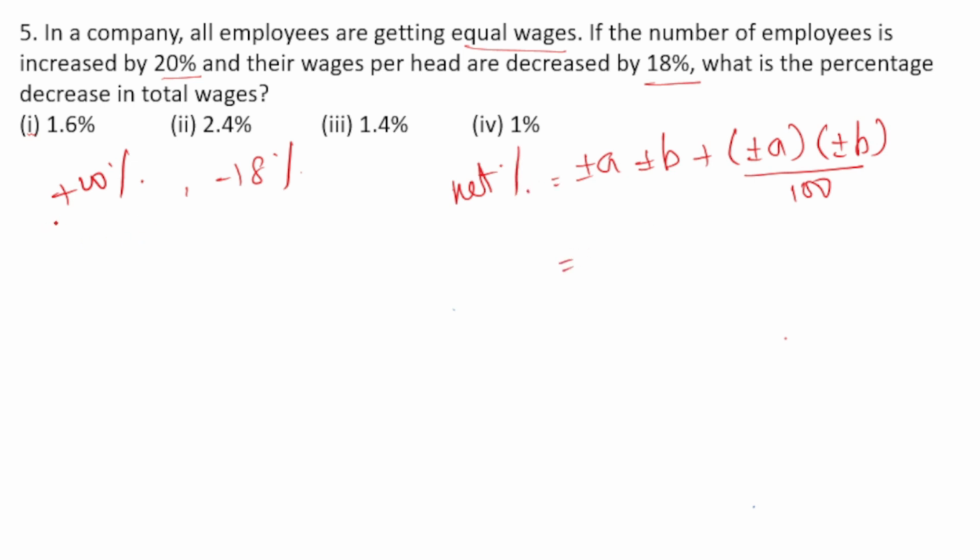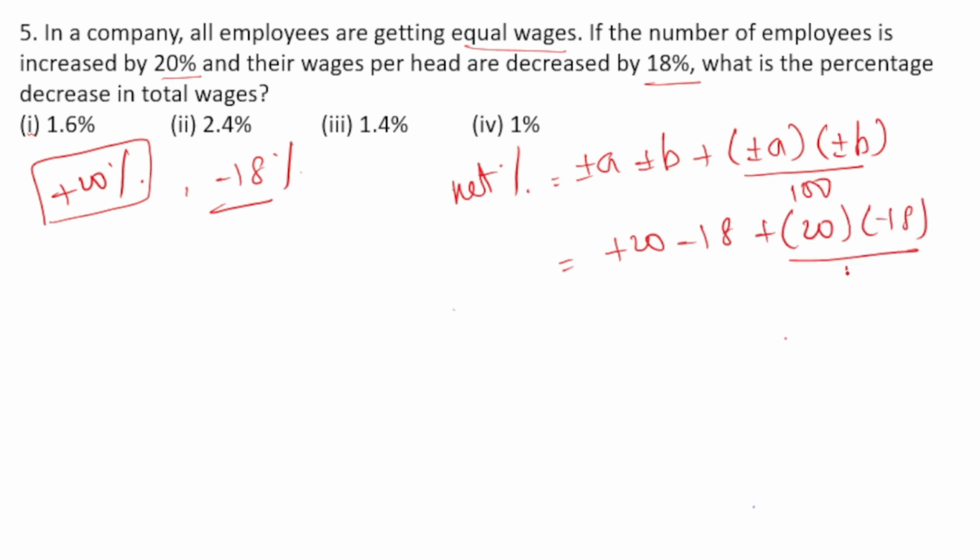Okay. See here A is what? A is plus 20 and B is minus 18. Minus 18 plus of 20 into minus 18 divided by 100. 20 into 5 here. 5 into minus 3.6. It is 2 minus 3.6. It is minus 1.6 percentage. Decrease in total wages is minus 1.6%.